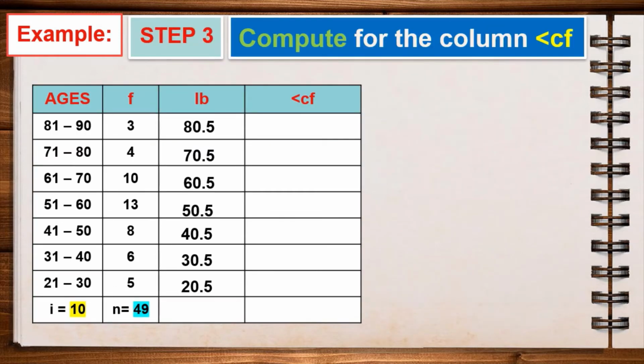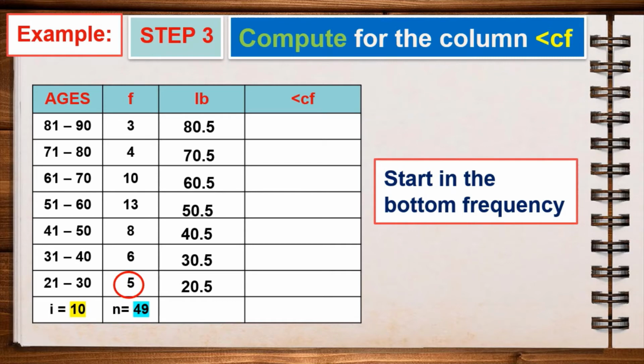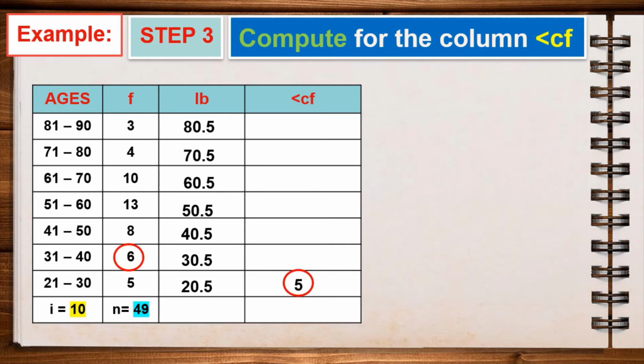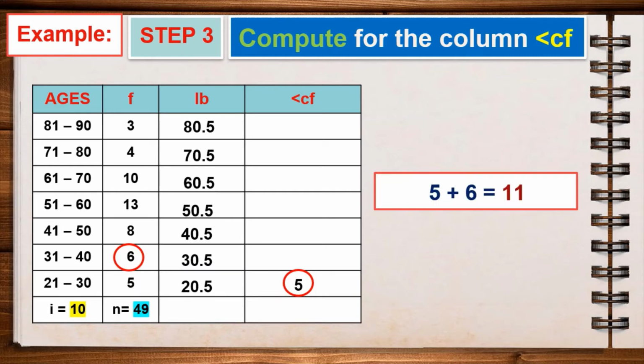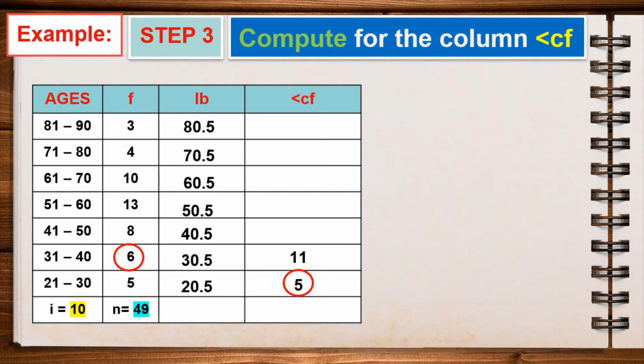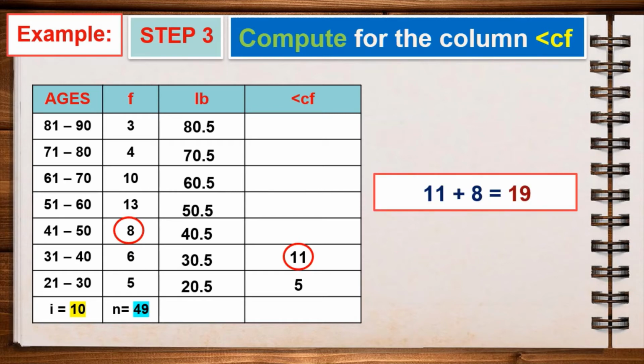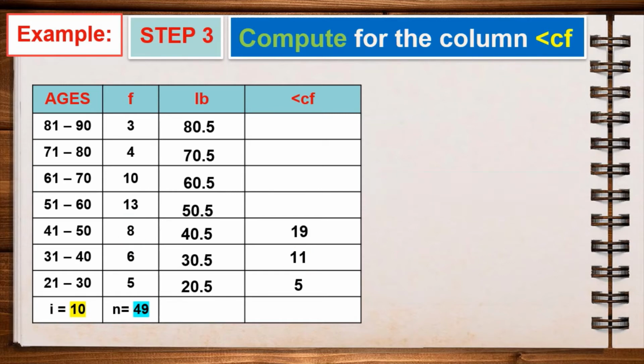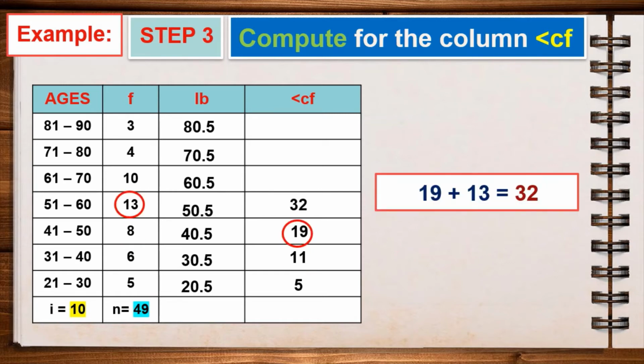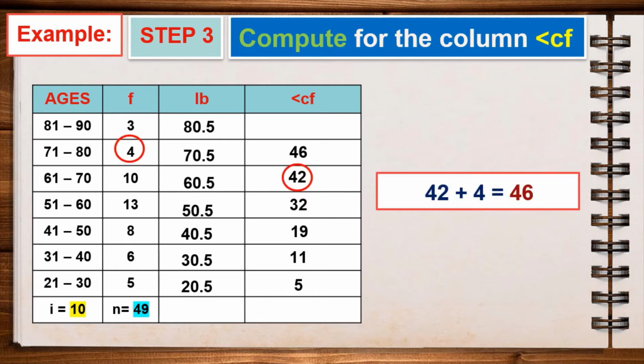Next, step number 3, compute the column cumulative frequency. Start tayo sa bottom, which is 5. Kokopyahin nyo lang po yan. And then, yung kasunod niya, i-add lang po natin. 5 plus 6, that's 11. Then next, 11 plus 8, that is 19. 19 plus 13, that is 32. 32 plus 10, that is 42. 42 plus 4, that is 46. 46 plus 3, that is 49.